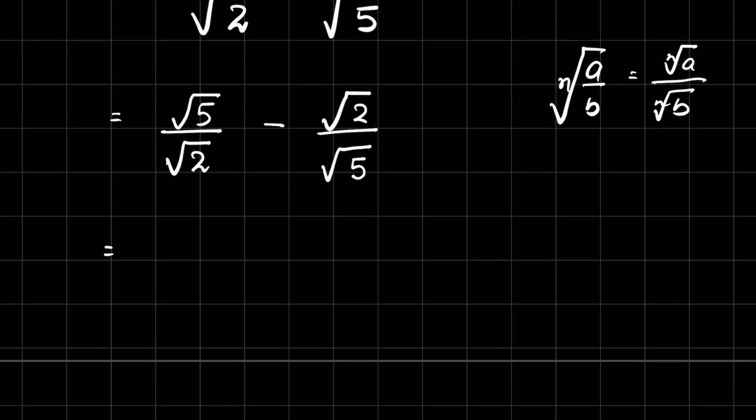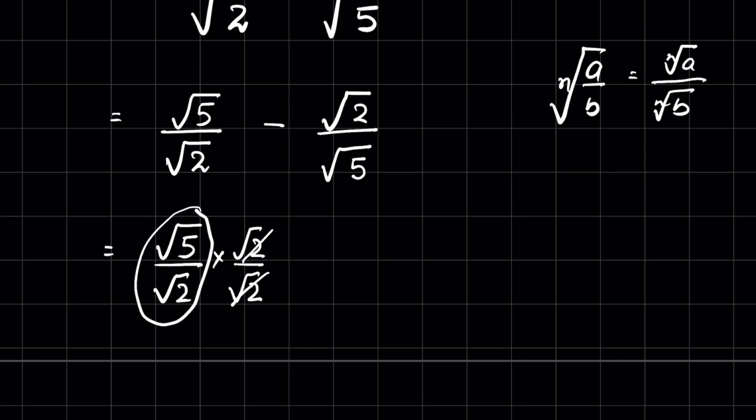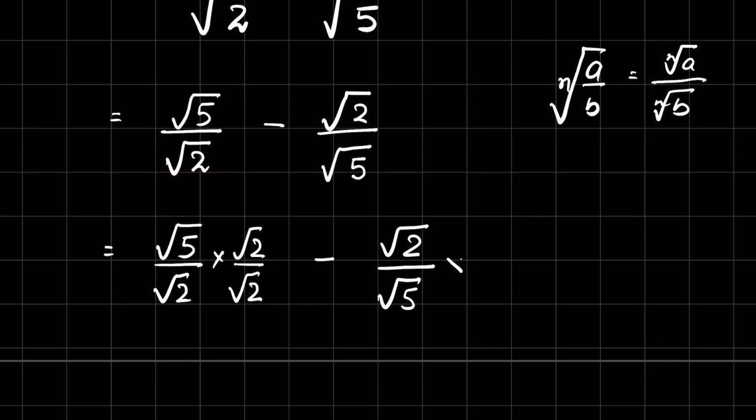Now let's rationalize the denominators for both the fractions. To rationalize it, we divide and multiply it with the denominator so that the fraction doesn't change. We can cancel these and these, and the fraction will be square root of 5 upon square root of 2. This fraction also, let's rationalize it. Square root of 2 upon square root of 5, multiply and divide it by square root of 5.